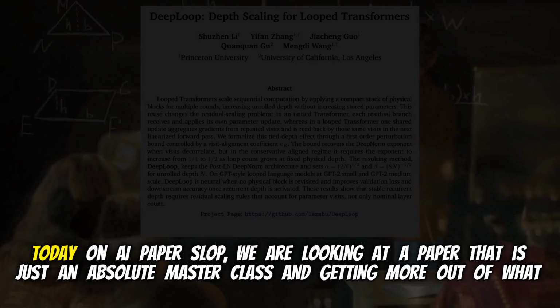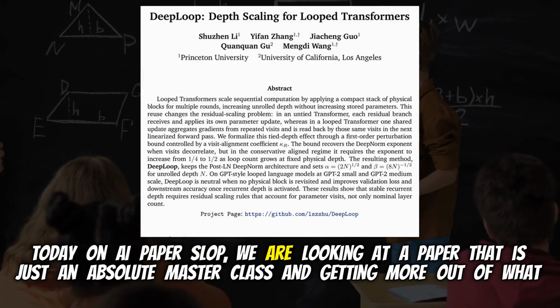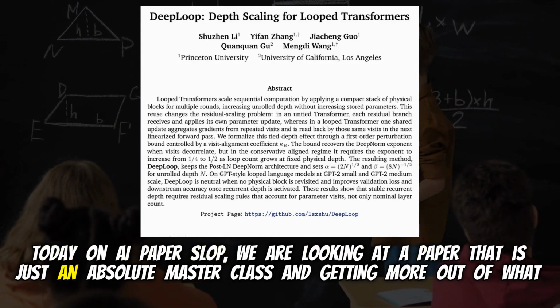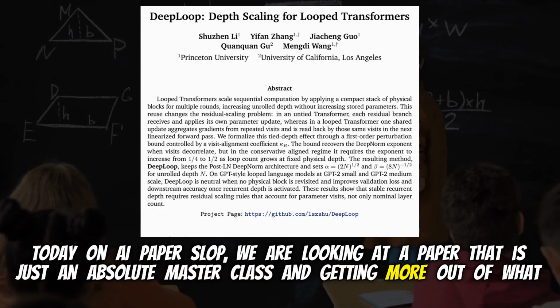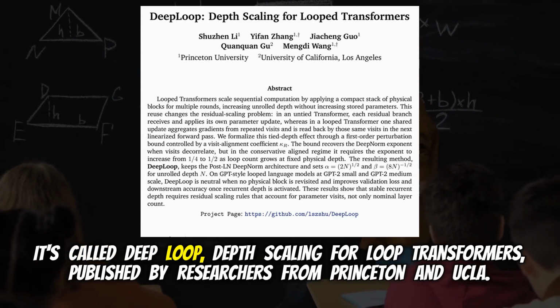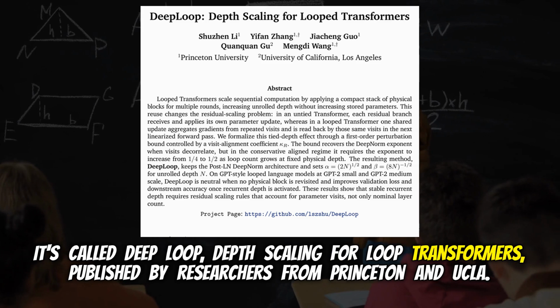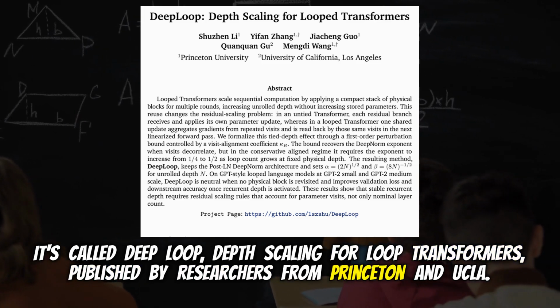It is. Today on AI Paper Slop, we are looking at a paper that is just an absolute masterclass in getting more out of what you already have. It's called DeepLoop, Depth Scaling for Loop Transformers, published by researchers from Princeton and UCLA.